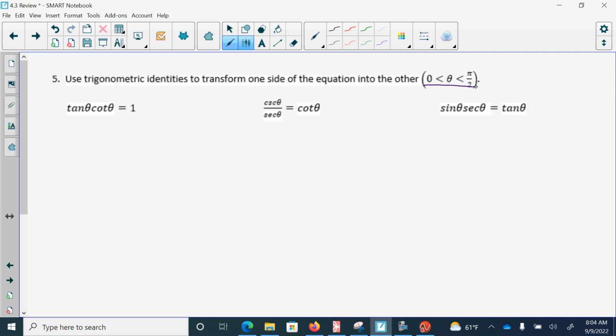So if I have tangent times cotangent, I have different ways of doing this, but probably I'm going to do one, and there's many ways you can do it. What you have to remember is that this equal sign is kind of like a wall. You can't cross anything over.